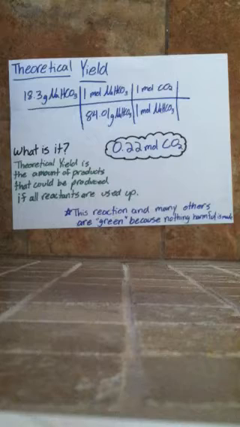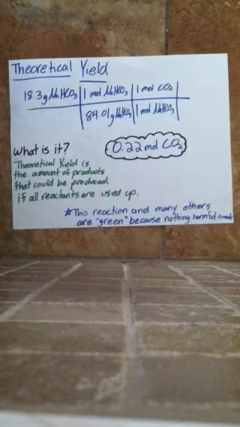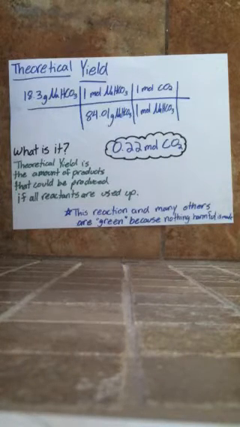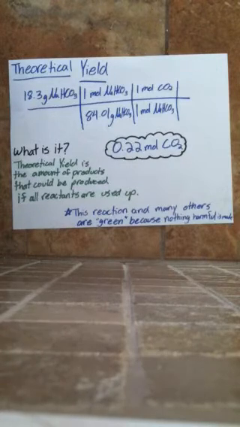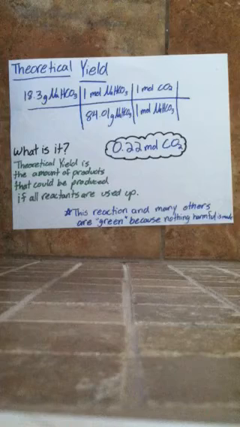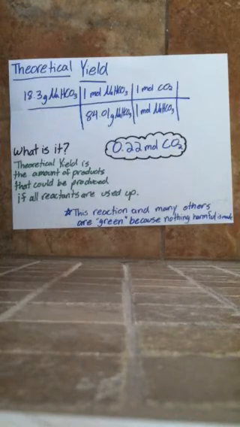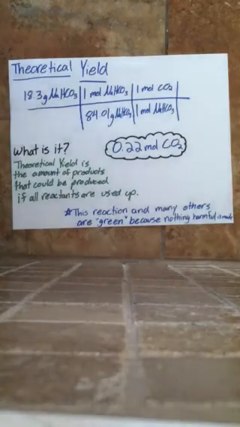We started with 18.3 grams of baking soda, and then next you do 1 mole over the molar mass of baking soda, which is 84.01. Lastly, you do the molar ratio of baking soda to vinegar, which is 1:1. And then we did that and we got 0.22 moles of carbon dioxide. This reaction and many others are green because nothing harmful is made out of it.